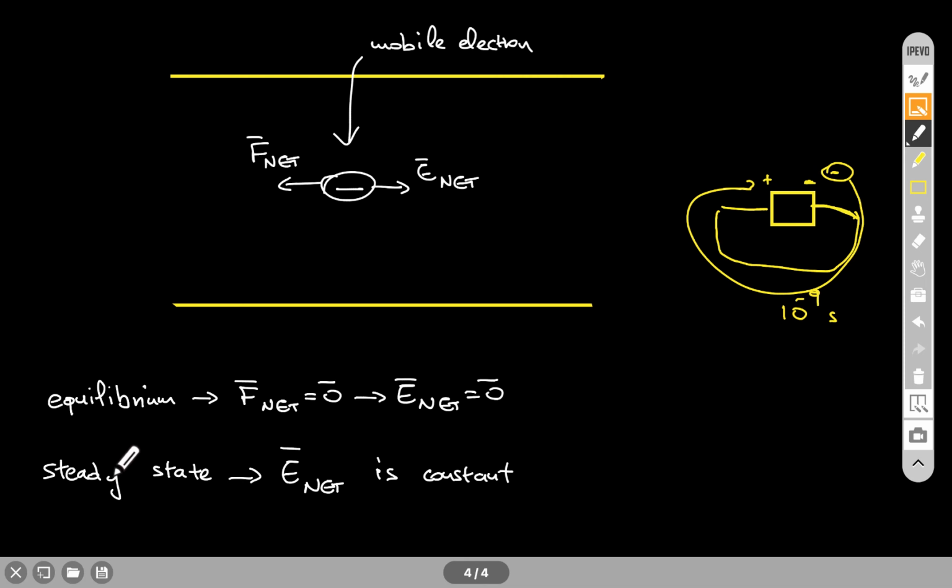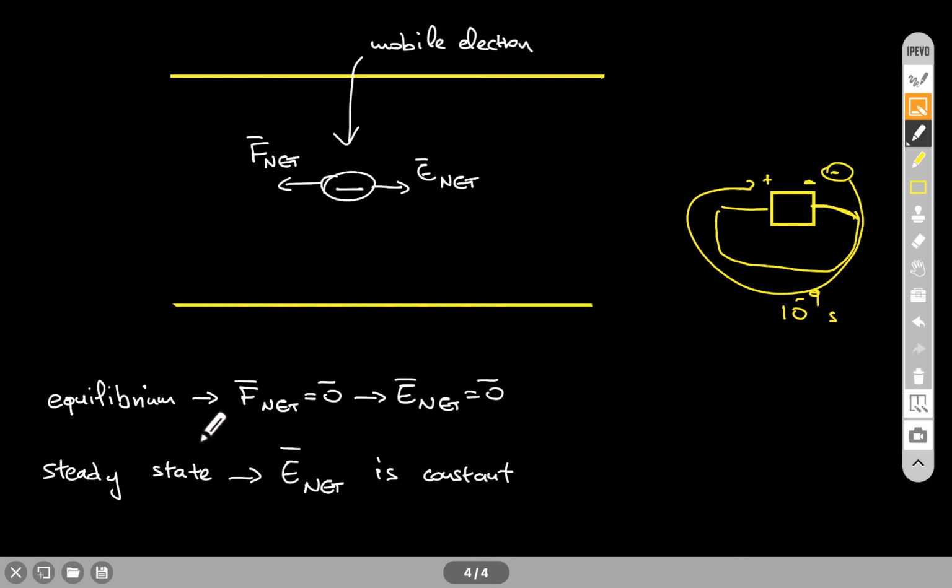In a steady state, things do not change. You have a constant net electric field, a constant net force acting on the electron, and the electron is moving around the wire in the same way. In equilibrium, those quantities are zero. The net electric field is zero. The charges are not going anywhere, and you have zero net force. So it is important to remember the difference between equilibrium and steady state.